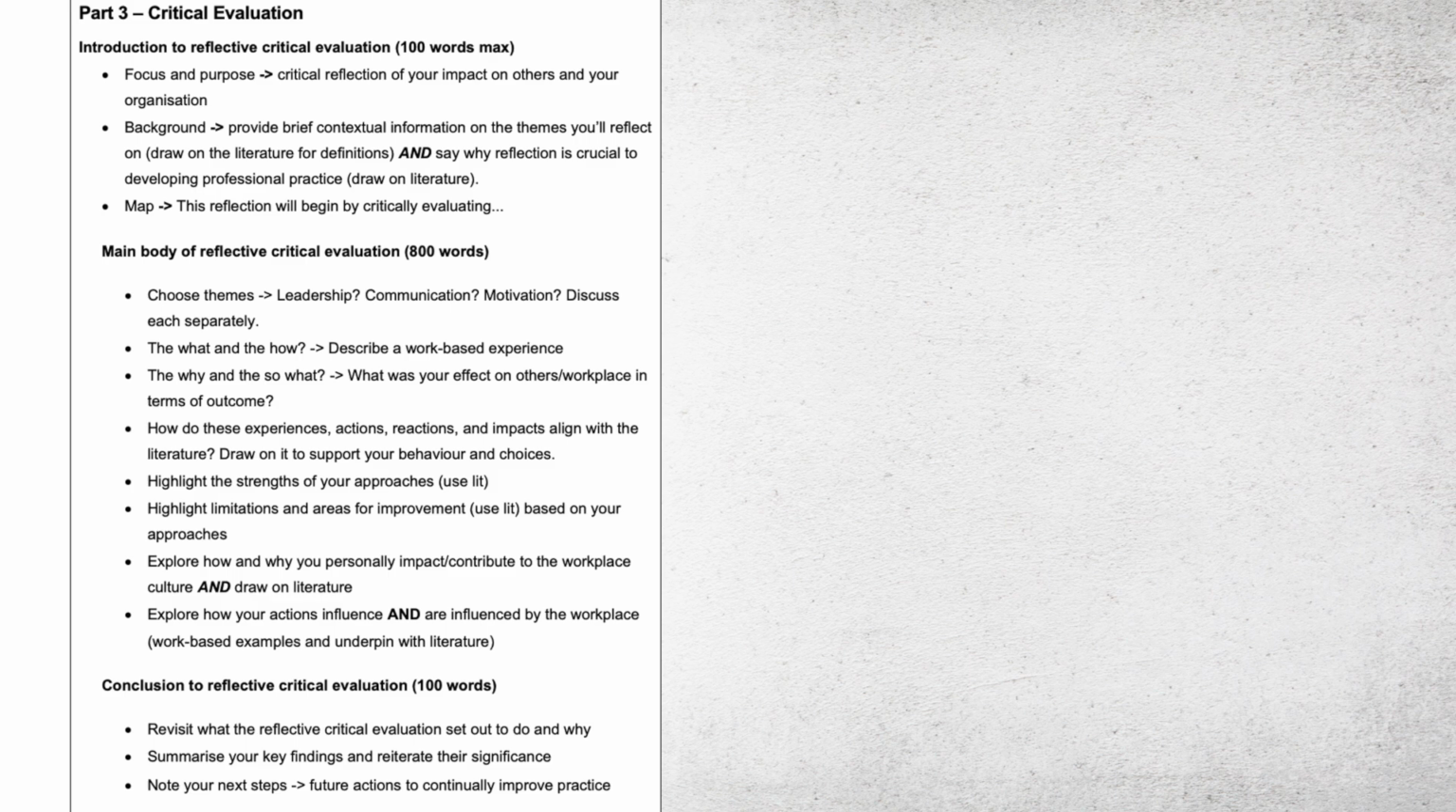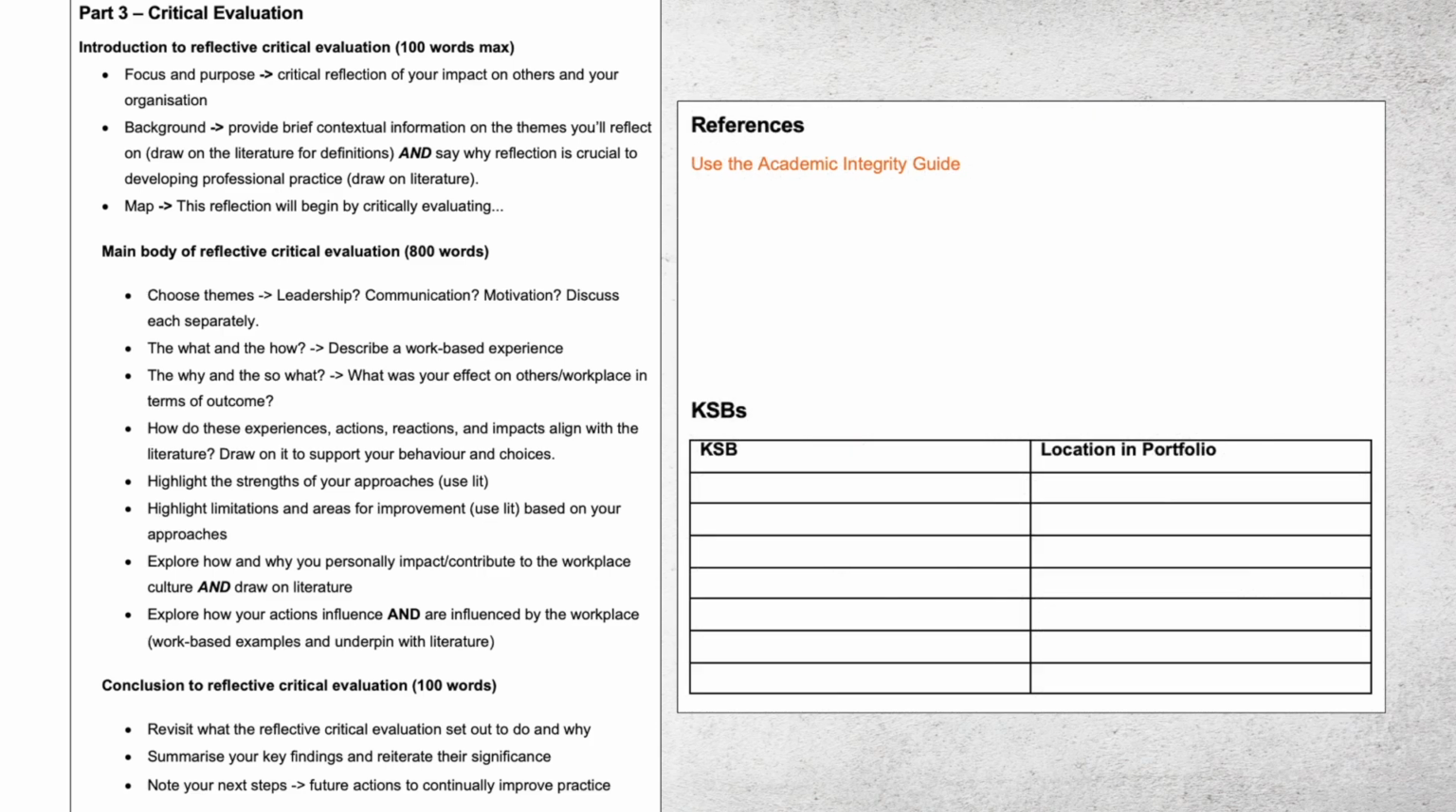And finally, conclusion to the reflective critical evaluation. Revisit what you set out to do and why. Summarise your key findings and reiterate their significance. And finally, re-emphasise your next steps. What are your future actions to continually improve practice? And finally, your references and your KSBs.